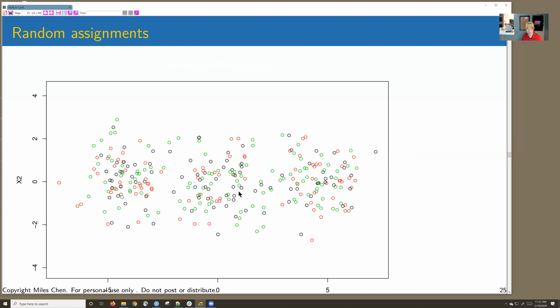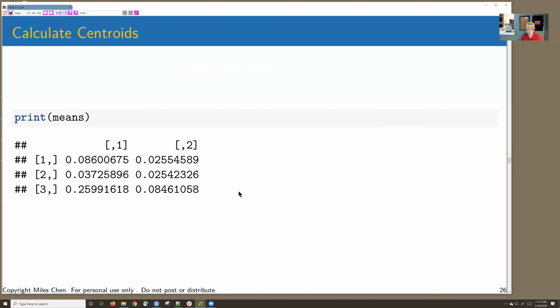Then we run through and we say, okay, what is the mean of all of the black points? What is the mean of all of the red points? What is the mean of all of the green points? We calculate the centroid of basically each cluster. The points are currently assigned randomly to different clusters, and we're going to calculate the centroid, just the mean of each of these. Because it's random, we get slightly different values, okay?